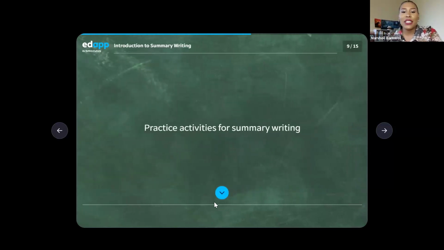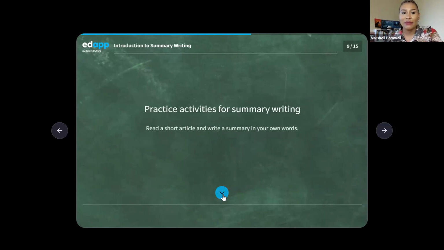So practice activities for summary writing. How you go about doing this, you will read a short article and then write a summary in your own words. However, I really like to tell people to start off summary writing by journaling. I always advise my students to journal. Summarize what happened in your day. And as you learn to summarize what happens in your day, you become more proficient at being observant.